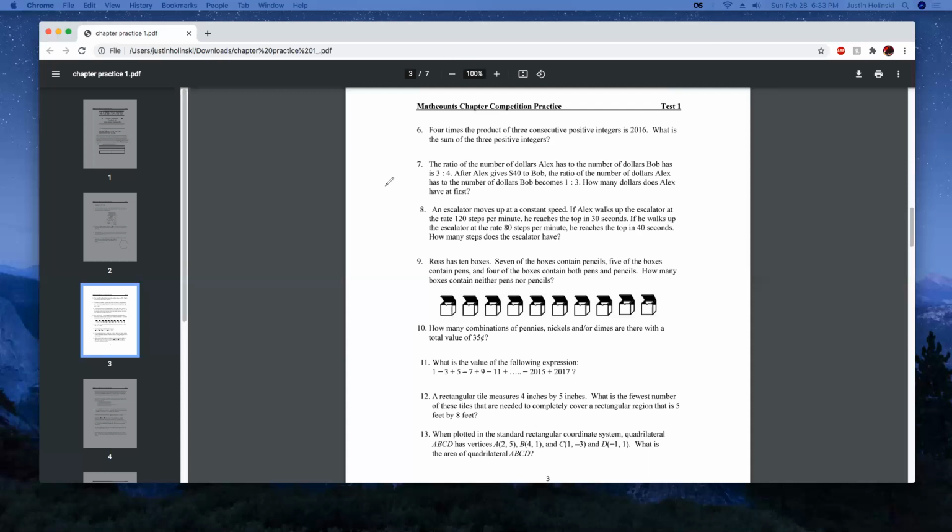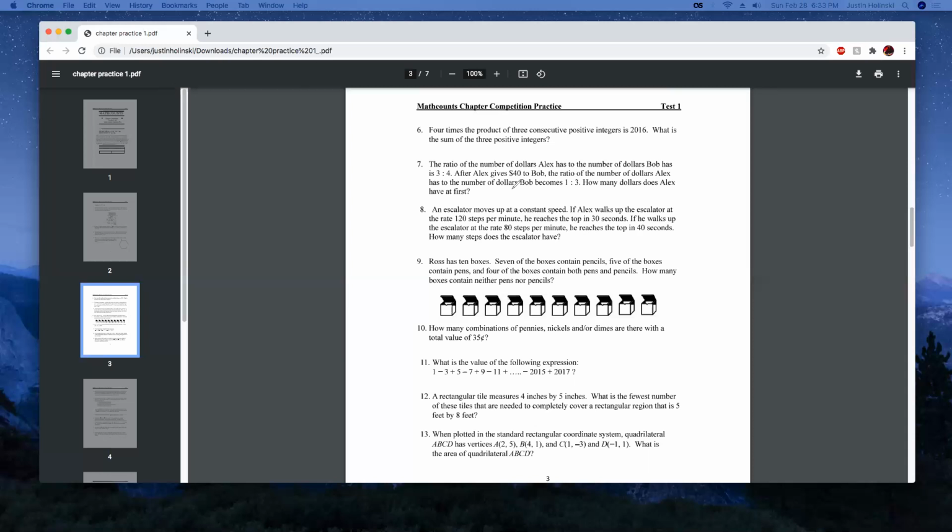So let's do number 8. Let's take a look at the information. The escalator moves at a constant speed. Alex walks up the escalator at a rate of 120 steps per minute. So he's going to be going at the escalator speed plus 120.